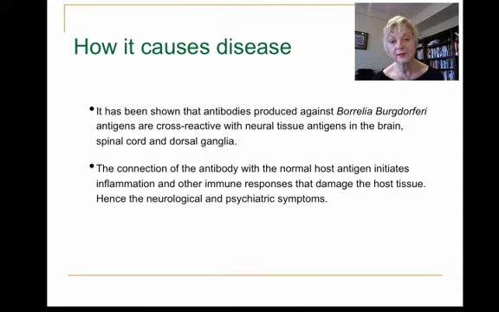In individuals that have been exposed to Borrelia burgdorferi, we often find antibodies, and these antibodies then cross-react with neural tissue antigens in the brain, spinal cord, and dorsal ganglia. So what we have is a situation where the proteins of the bacterium associated with the proteins of the person have been able to elicit an autoimmune response where antibodies may then be cross-reacting, meaning attacking your own tissues.